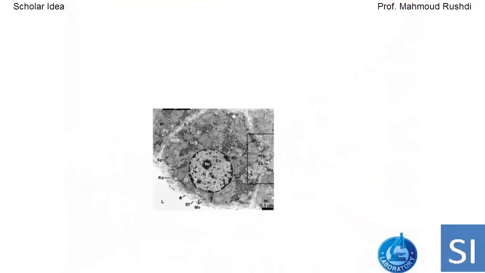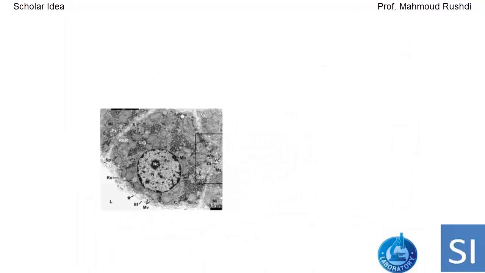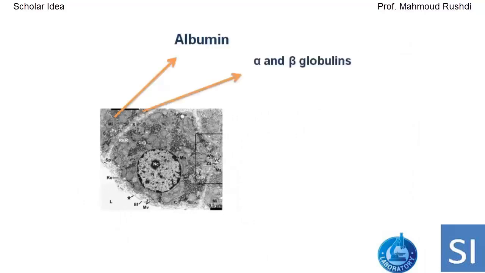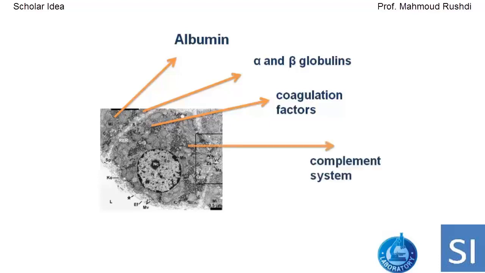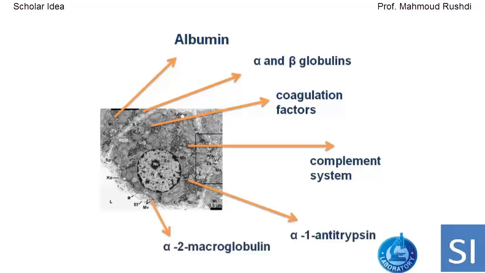There are a variety of plasma proteins synthesized by the liver, including albumin, alpha and beta globulins, and coagulation factors, including fibrinogen or factor 1, prothrombin or factor 2, factor 5, factor 7, factor 9, factor 10, and factor 11. Plasma proteins of the complement system, plasmin, alpha-1 antitrypsin, and alpha-2 macroglobulin.